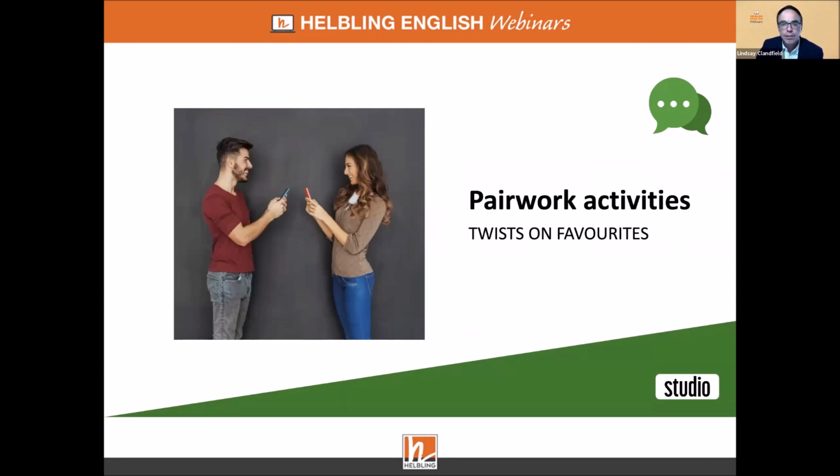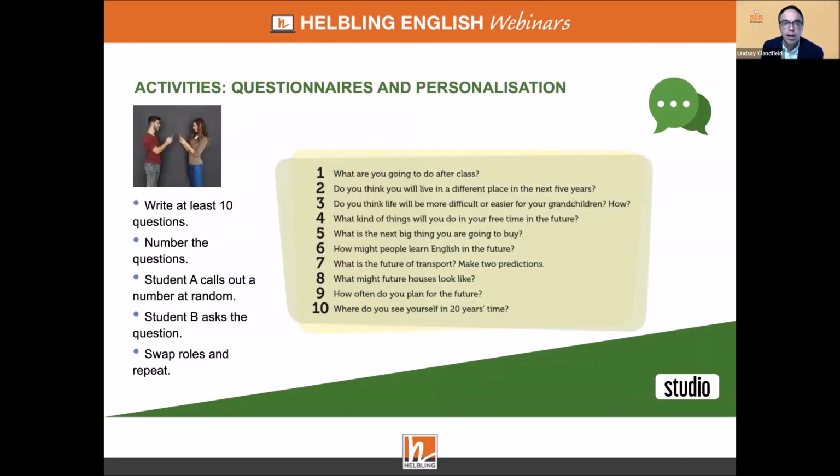The first is, if you look at the image in the middle there, you see questions 1 to 10. This is a normal thing, right? Just like questionnaires, that's a normal pair work thing. They have to ask and answer questions.